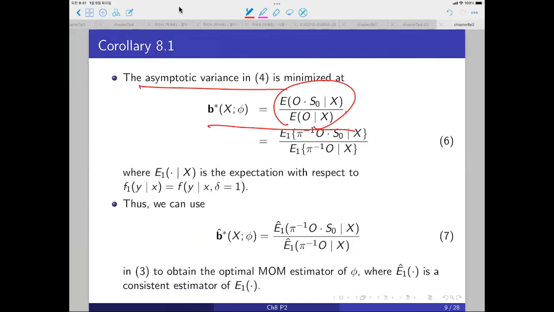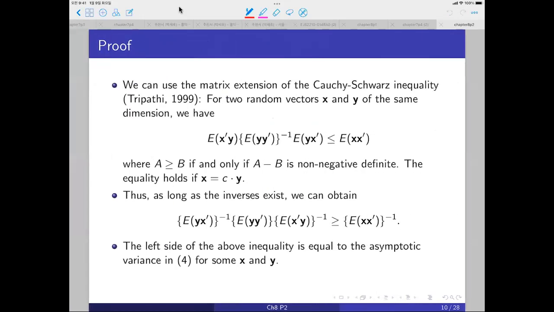This is not easy to compute, so you can actually use this expectation of y given x and delta equal to 1, and then put in delta. Let's see how to prove this. So here's a proof. This is a very useful technique, actually. This is the Cauchy inequality, but a vector version.